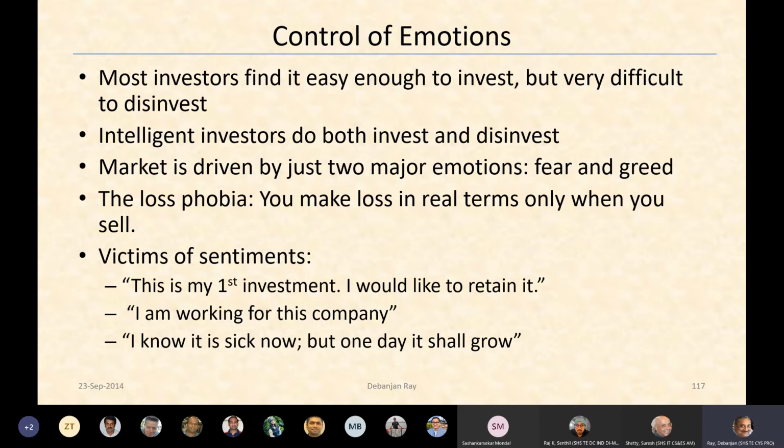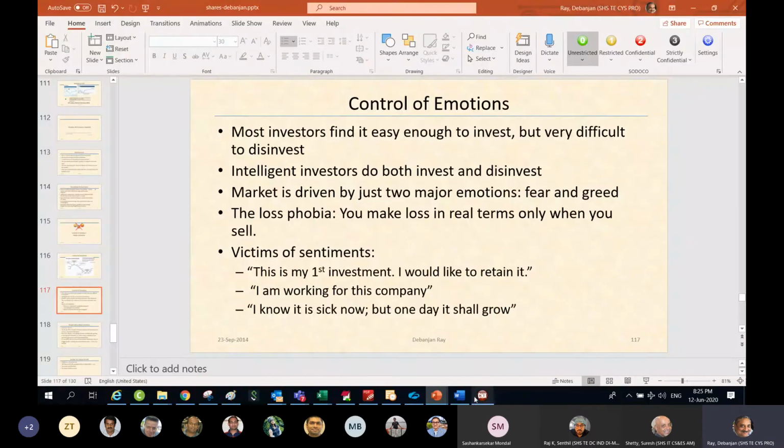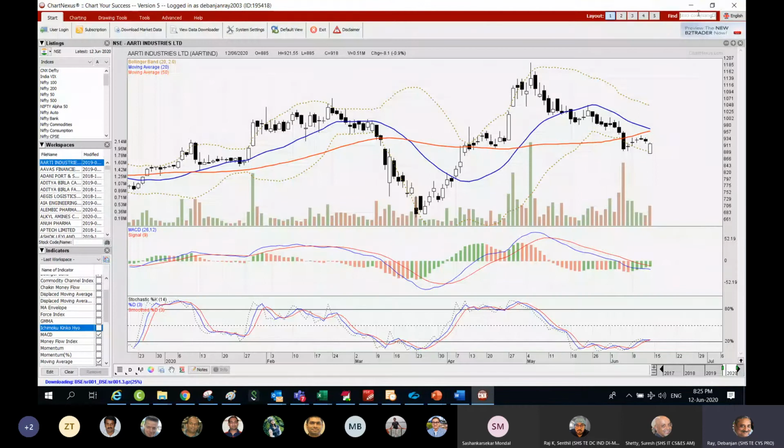This is a very important psychology you have to understand. To you, whether it is Avenue Supermarket, whether it is Bajaj Finance, whether it is Aurobindo Pharma, it does not matter. To you, it is only money. Okay. And then you are also having a false hope. I know it is sick now, it has fallen down. Okay. It was a great performer, very, very great performer. But one day it shall go. Typical, I'll give another example. 80 foods.